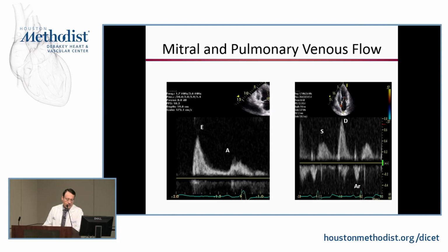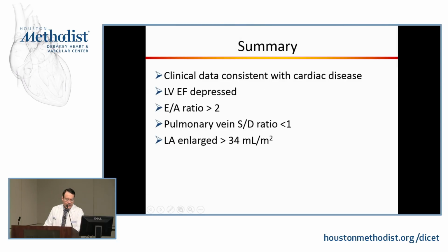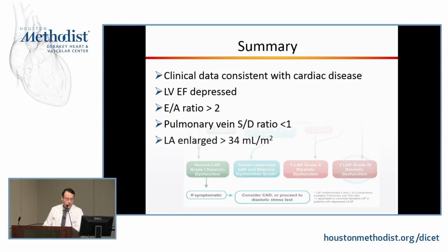How about the mitral inflow? A very high E, a very small A. If you look at the pulmonary veins, predominant flow in diastole and an AR reversal that is more prominent compared to the mitral A. So clinical data points to cardiac disease, EF depressed, E to A ratio more than 2, pulmonary vein systolic to diastolic ratio, the velocity or the time velocity integral, is less than 1, and a big left atrium.